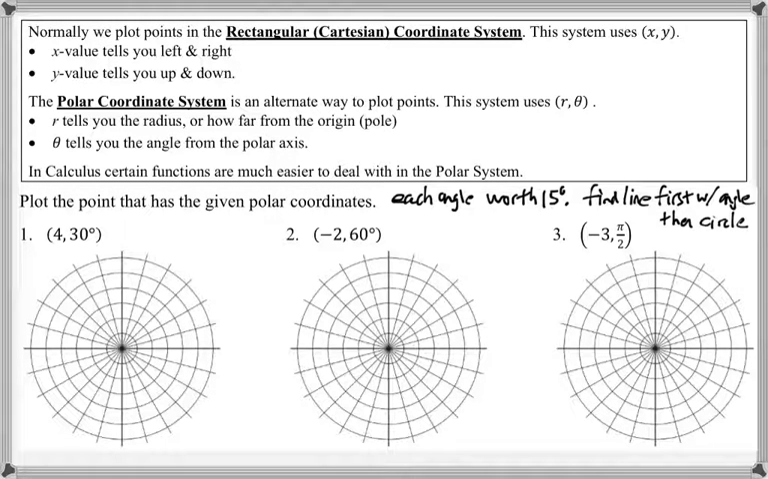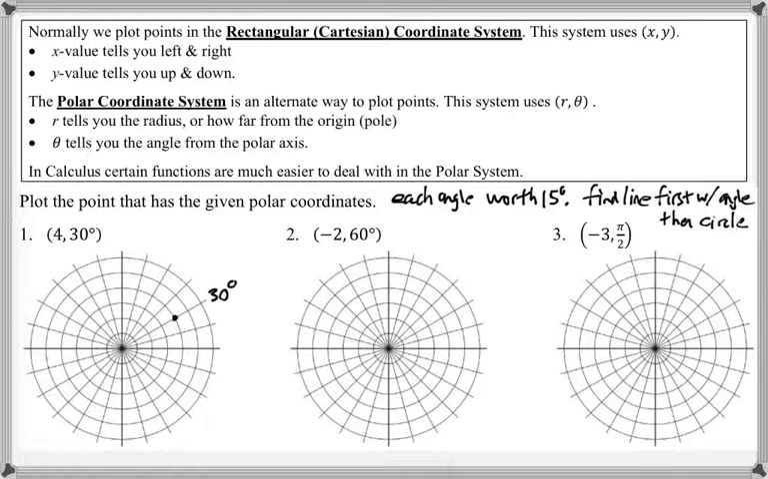So with number 1, it's 30 degrees, which is right here. And then the radius is 4. So I want to use this line, but I want to do 4 circles towards the 30 degrees. So 1, 2, 3, 4 would be right here. So it's that many circles or radiuses or radii towards the angle that you declare.